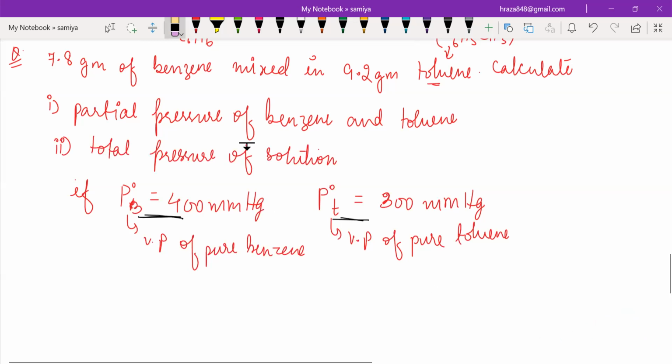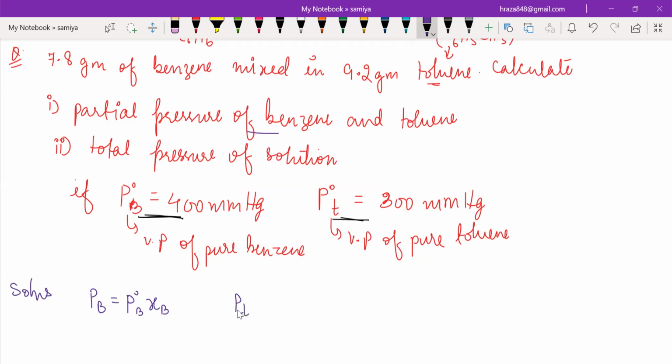Now, what is the first question? You can see, partial pressure of benzene. You know that the partial pressure of benzene has the formula: pure pressure of benzene into mole fraction of benzene, yes or no? And the partial pressure of toluene is pure pressure of toluene into mole fraction of toluene. Now you can see this is given in the question, and this is also given in the question. All we need to do is to calculate the mole fraction of benzene as well as toluene first.